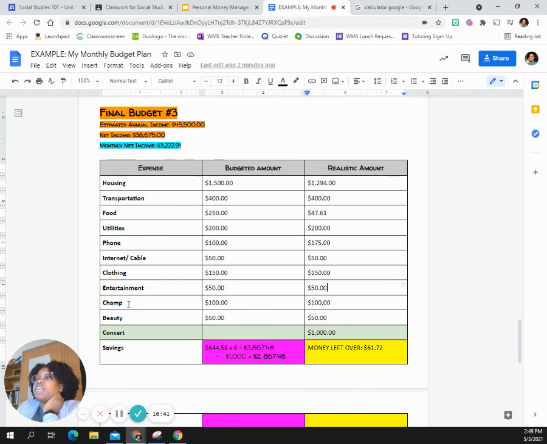So for instance, if I gained $1,000 and I wanted to spend, I don't know, $200 of that $1,000 on beauty, I would change this amount and not your budgeted amount. Let's say I decide that I want to spend $200 on beauty this month. So I would go to $250 because this is the realistic amount that I spent.